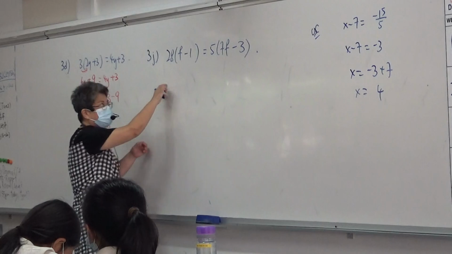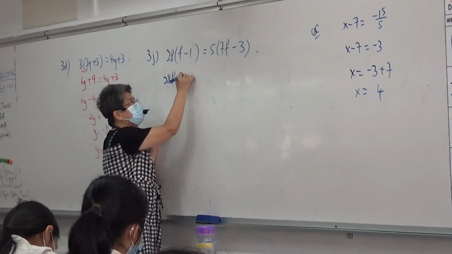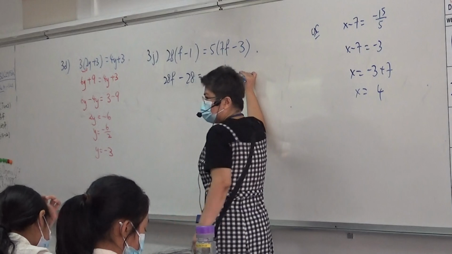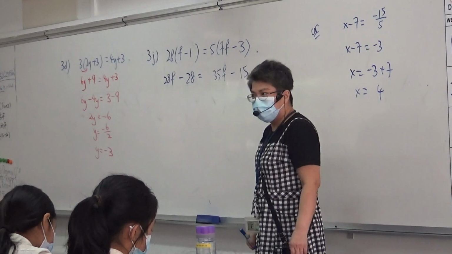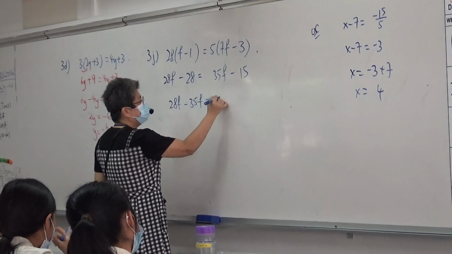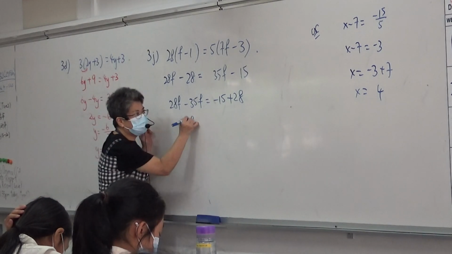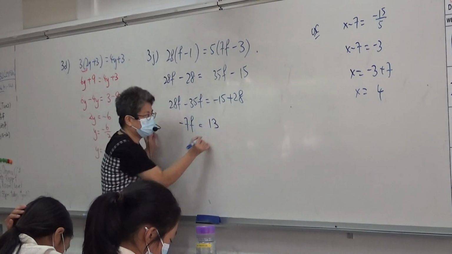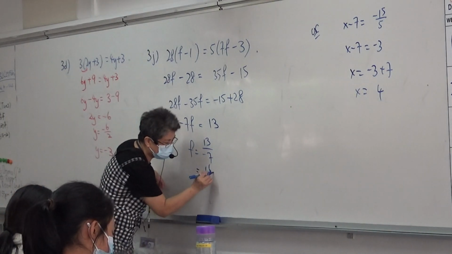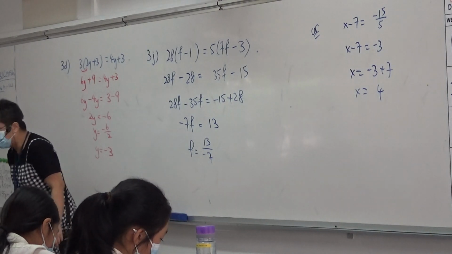Okay, Aiden, after I expand, what do you have? 28 and minus 28. Very good. This side, what is it? 35 and minus 15. Very good. What's the next step? Bring over. So 28 minus 35 and minus 15 plus 28, right? What's 28 minus 35? Negative 7. Negative 7f equals 13. So f will be 13 over negative 7, right? If you want, you can say negative 13 over 7. If you don't want, you leave it like that, it's fine.